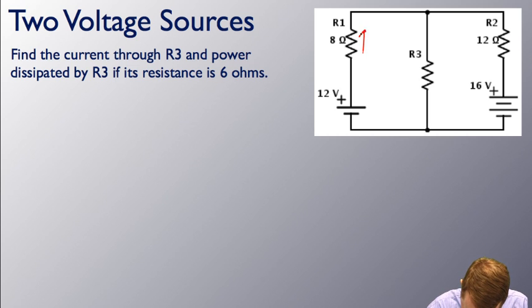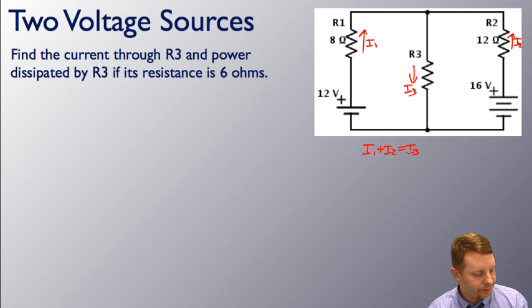Let's call the current through R1 I1. The current through R2, let's call that I2. And the current through R3, let's call I3. So right away we should be able to see that I1 plus I2 must equal I3 by Kirchhoff's current law.